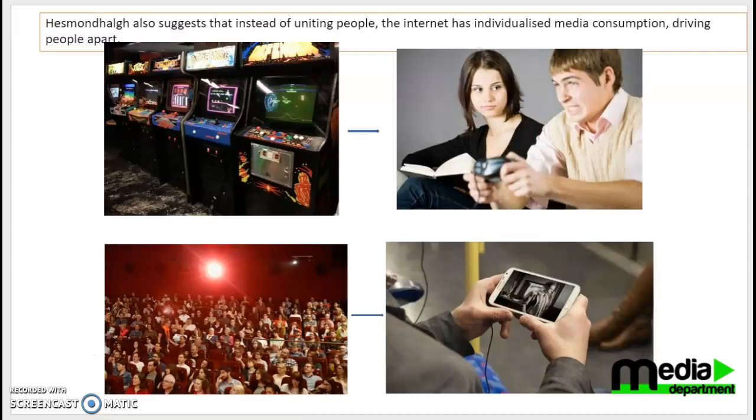And of course, we've got the next slide here. He also suggests that instead of uniting people, the internet has individualized media consumption, driving people apart. I wonder what your thoughts are on that, because yes, we have mobile devices now that we can play our games on. Yes, we don't need to be communicating with people as such anymore. It's all online, and we're in our own little bubble with technology a little bit, and with perhaps gaming as well. I wonder what your thoughts on that are as well.